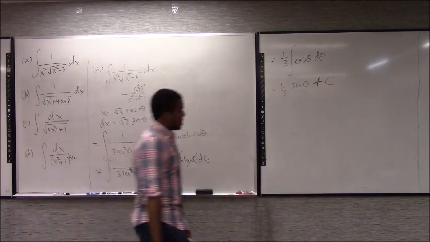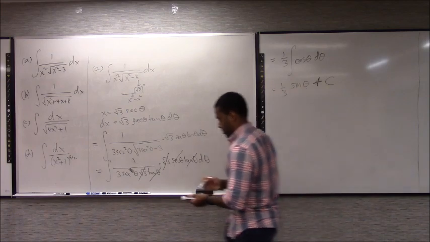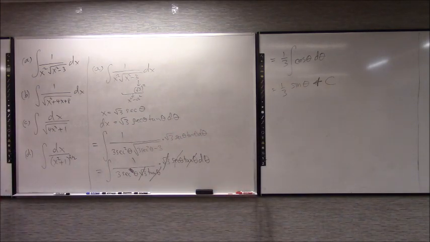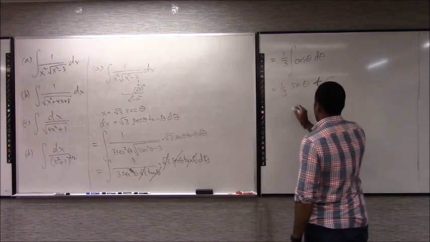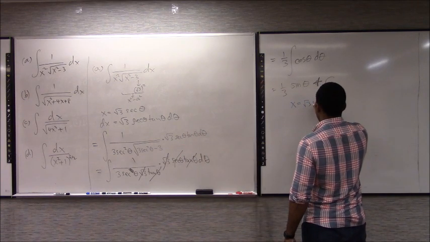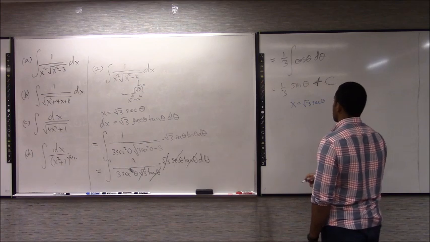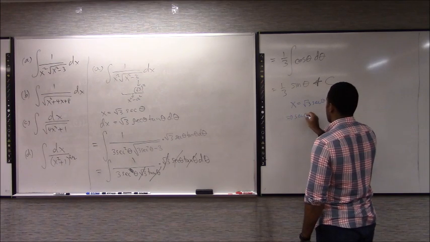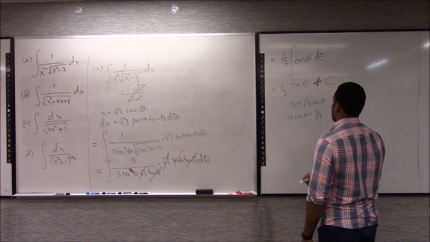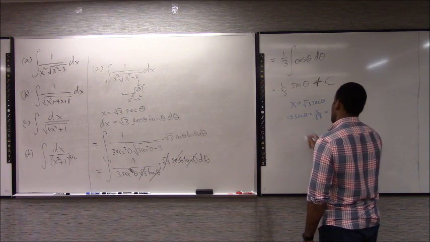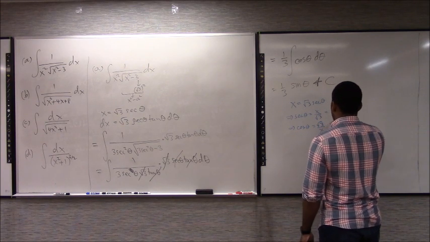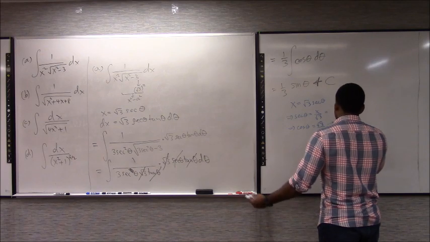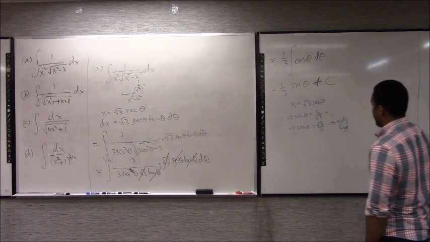How do we do that? How does the back substitution work? You go back to the original substitution. So x is equal to radical 3 secant theta, and then you can set secant equal to x over radical 3. If you want, you can change it to cosine. You don't have to. And then you can make a triangle. You can do this if you want, you don't have to.